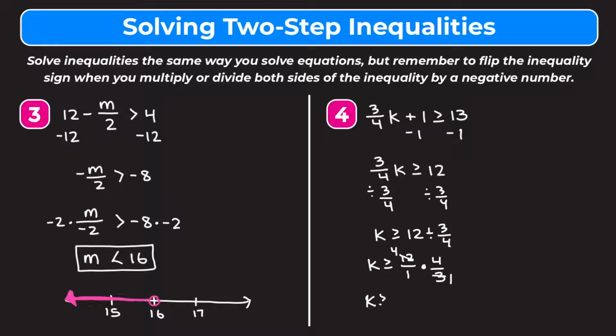And now I'm just going to multiply straight across. So 4 times 4 is 16. 1 times 1 is 1. So we get k is greater than or equal to 16 over 1, which is really the same as k is greater than or equal to 16.